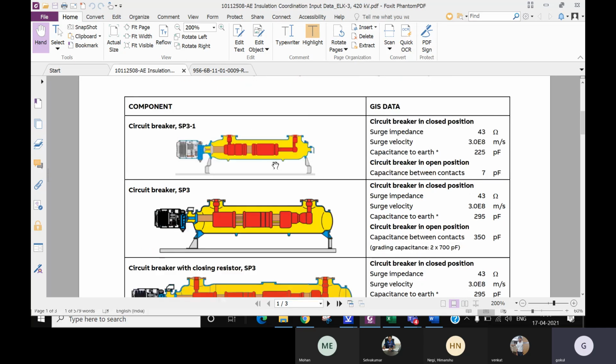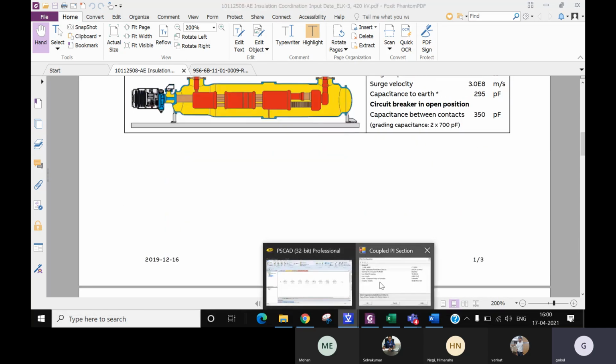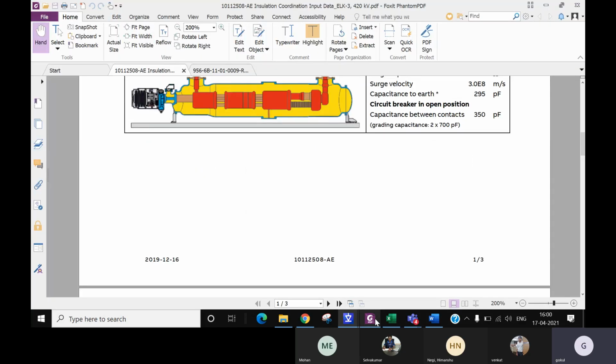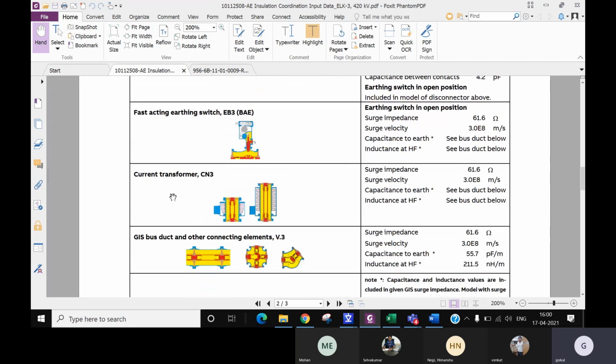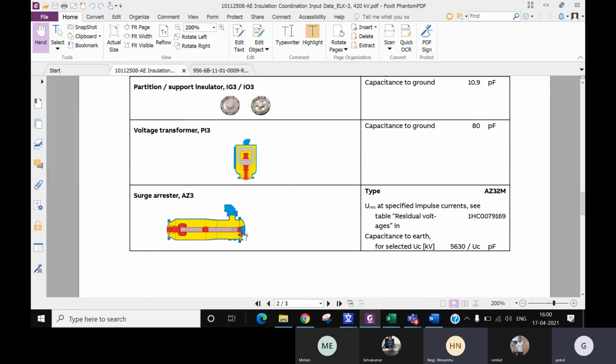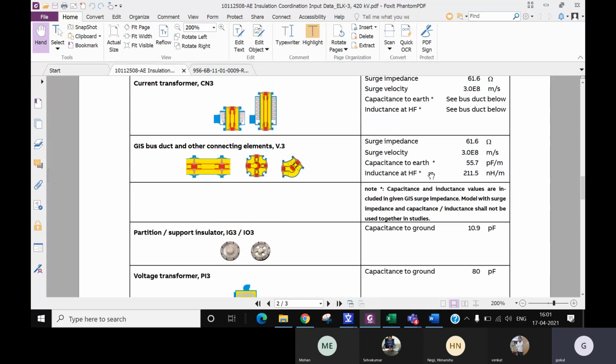Here, the first step is to model the CT, the current transformer, because after the breaker there is a CT. So I'm going to check where the current transformer is. Here the current transformer is, and we have the inductance in Henry, and we have the capacitance. See bus duct below. There is a component bus duct, just below that. Here it is exactly. Here they have given the capacitance and the inductance.